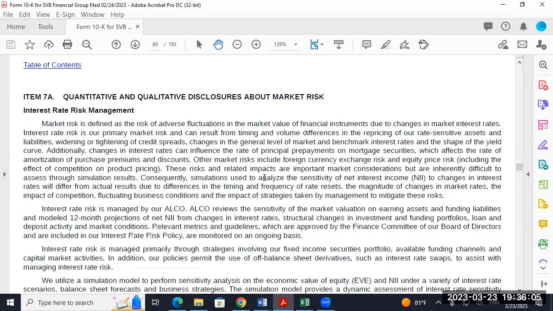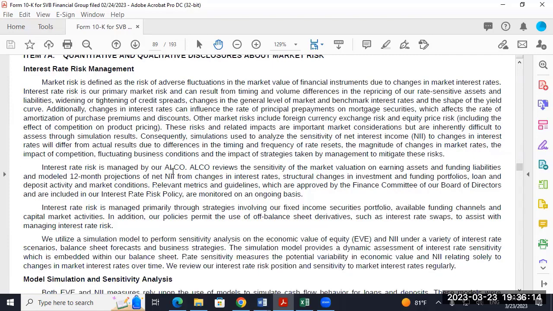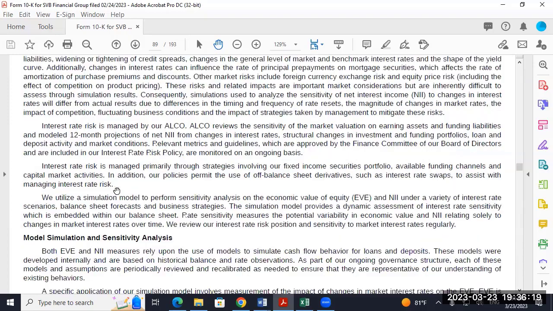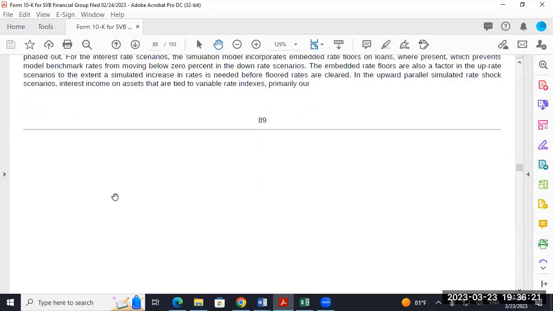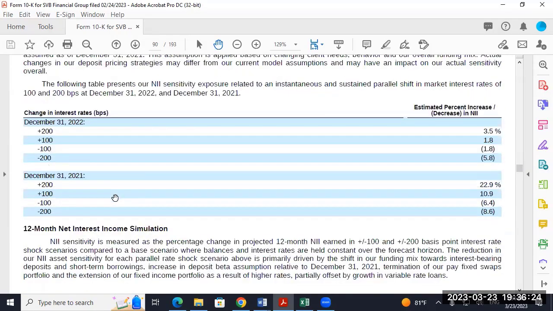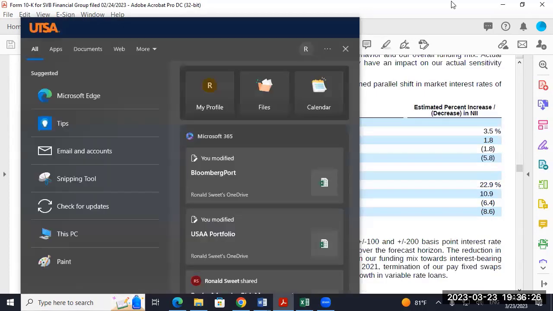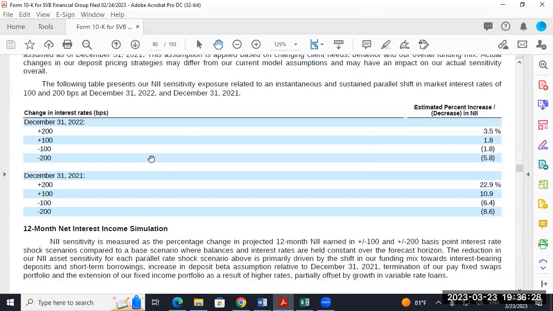Consequently, simulations used to analyze the sensitivity of net interest income to changes in interest rates will differ from actual results due to the difference in timing, frequency, rate resets, blah, blah, blah. It's managed through their ALCO. They review the sensitivity, market valuation, earning assets. Now, what's interesting is they have almost the exact same chart that we had. They go up 100 and 200. Some of your banks only went down 25 still. I think most of them are doing plus 100 and minus 100.